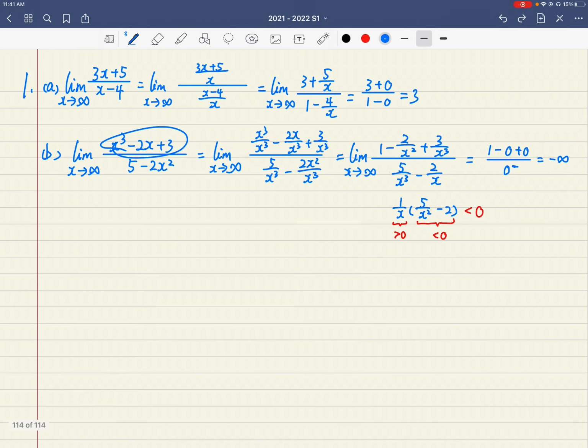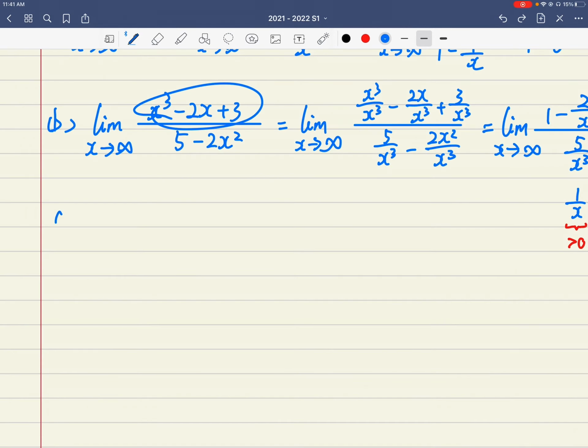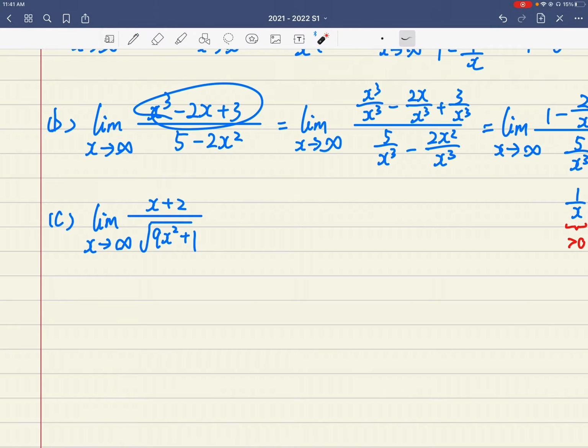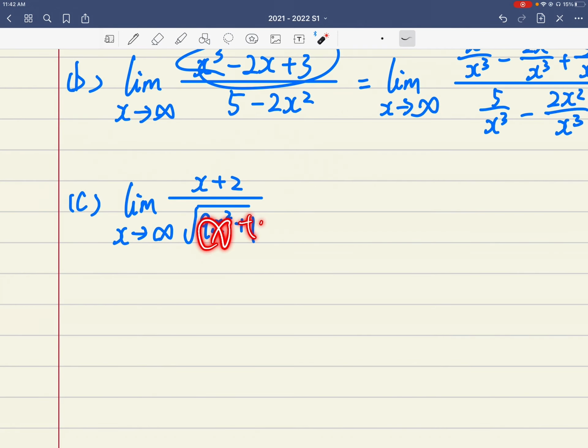So part C. You can see part B, same concept, but more details. Part C, now it's x plus 2 over square root of 9x squared plus 1. Here, again, if you do the substitution, it will be positive plus 2 on the top. Bottom, it will be positive plus 1 square root. It's still going to be positive infinity. So you want to divide both sides by x to the highest power.